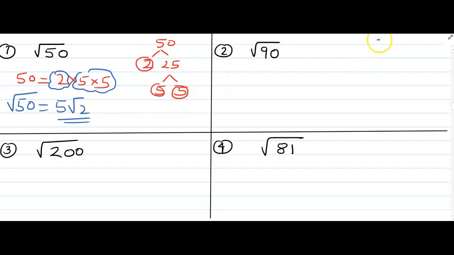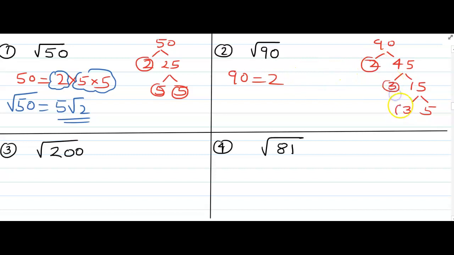Okay, now for 90, start with 2. So half of 90 is 45. Then it doesn't come in 2 timetable. Go for 3. So 3 and 15 and then 3 and 5. So for 90, you can write down 1 2, then 2 3s and 1 5. So what will be square root of 90 here?